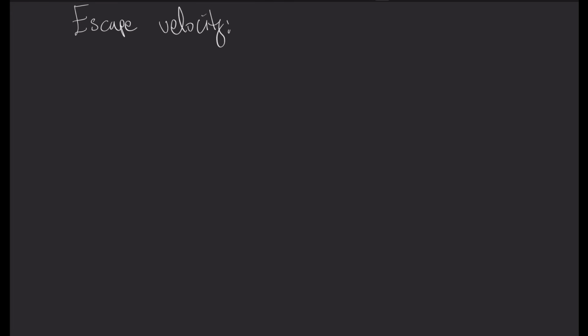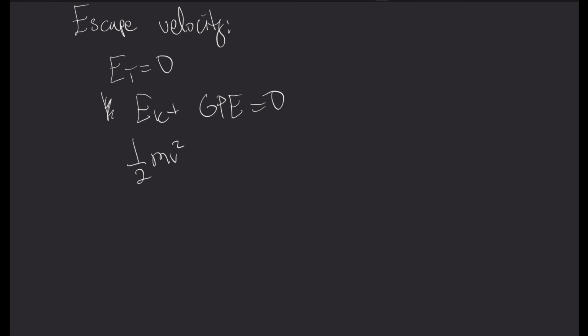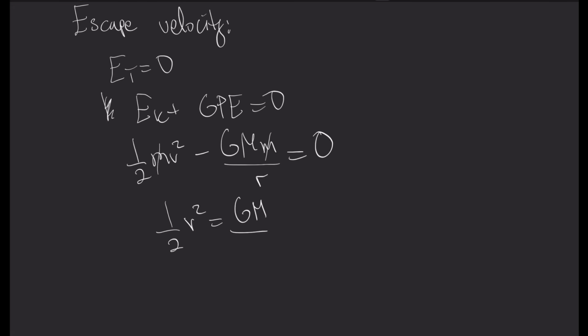Okay, escape velocity. So the total energy needs to be equal to 0. So the total energy is the kinetic energy, let's call it EK, plus GPE. It has to be equal to 0. In other words, a half mv squared minus GMm over r is equal to 0. The m cancels out. A half v squared is GM over r. v is equal to the square root of 2GM over r.